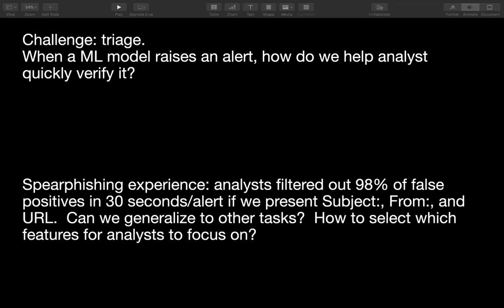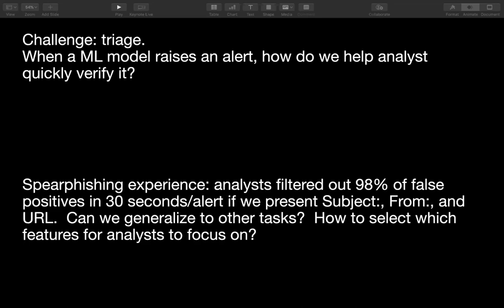And in work we were doing on detecting spear phishing attacks, we discovered something interesting, which was that analysts, working with analysts, discovered that 98% of the false positives from our anomaly detection method could be ruled out in 30 seconds per alert if we presented just 3 top attributes of each suspicious email: the subject line, the from line, and the URL in the email. And then only 2% of them, the analysts need to dive into more detail, looking at network traffic logs and what did the user do after they read that email and so on and so forth.